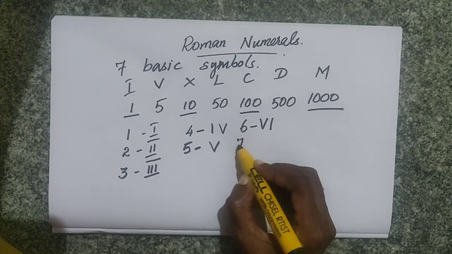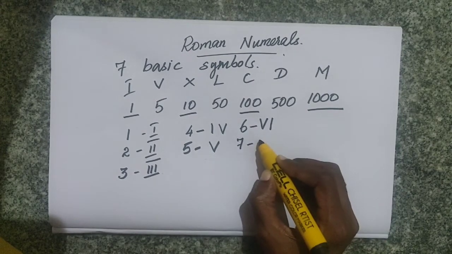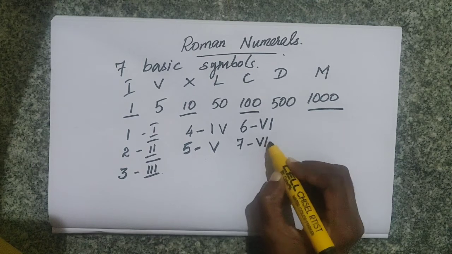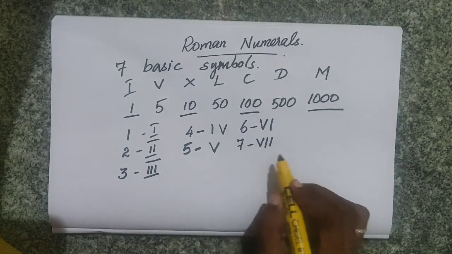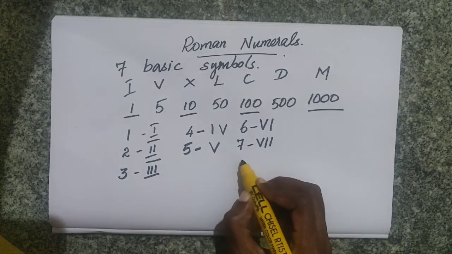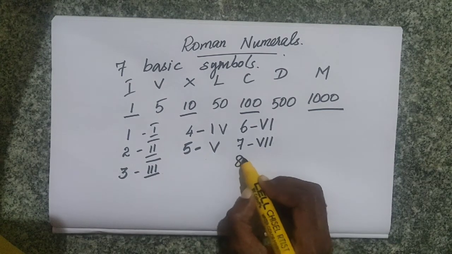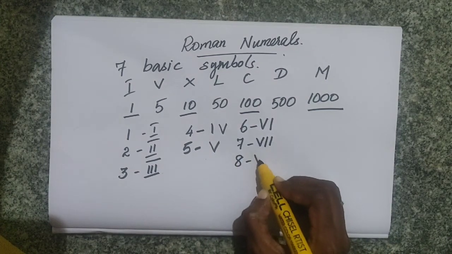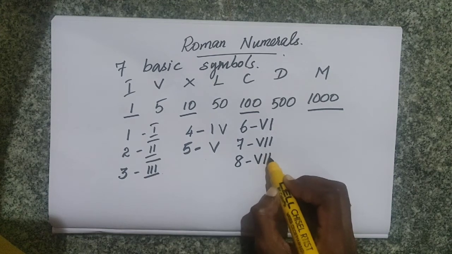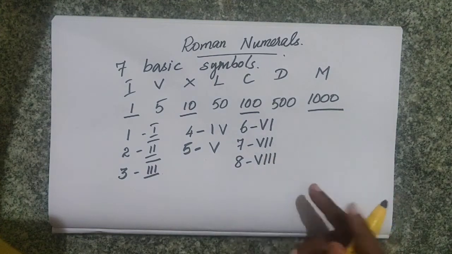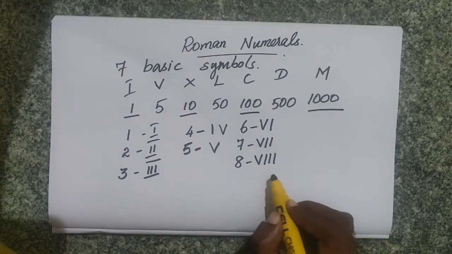Now 7. 7 is 5 plus 2, so 5 and 2 ones, also on the right side. Again for 8, 5 plus 3, so 5 and 3 ones. So 3 times 1 we have repeated.